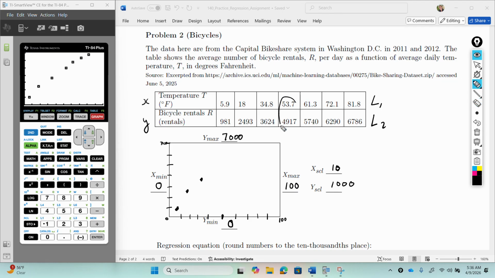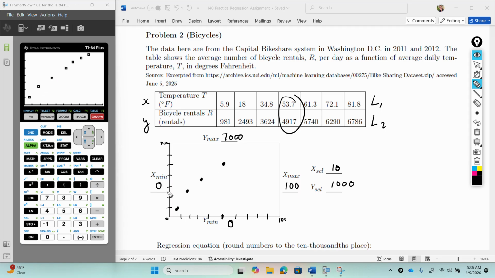And then the next one, 53.7 comma 4917. So 10, 20, 30, 40, 50. 53 would be about there. And then 4917 is very close to 5,000. So 1,000, 2, 3, 4, about there.